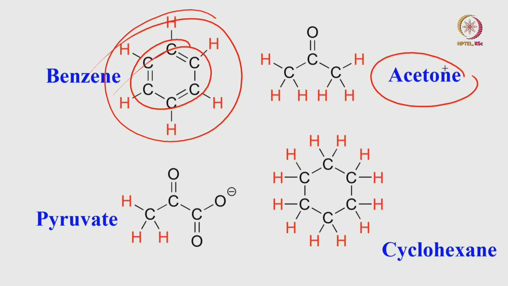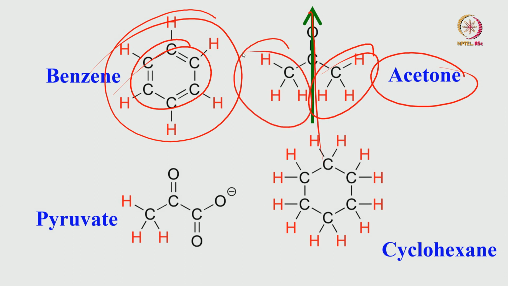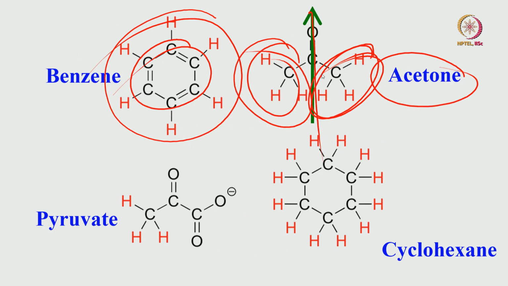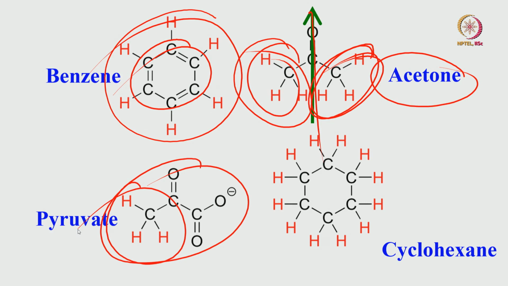What about acetone? There is a symmetry axis here. The 2 CH3 groups, these 3 protons of the methyl group are chemically equivalent. These 3 protons are chemically equivalent, and also these 3 protons and these 3 protons are again equivalent. So, if you take the acetone proton NMR spectrum, you are going to get a single peak. Come to a molecule like this, we have only one CH3 group, you get a single peak.